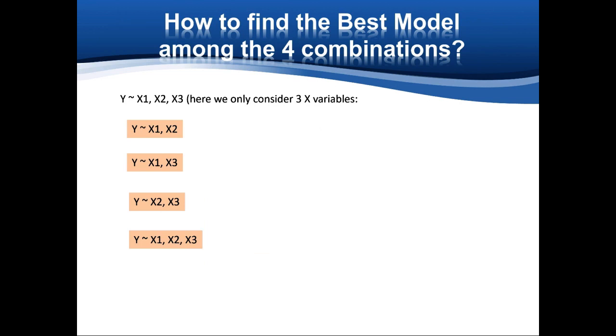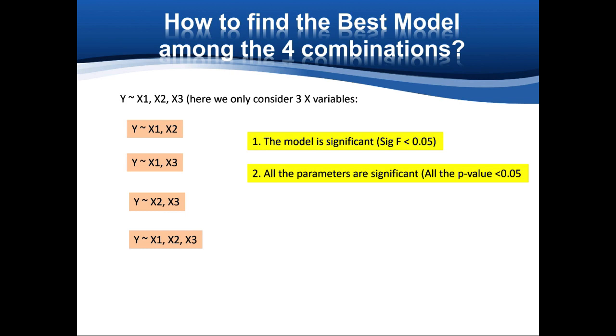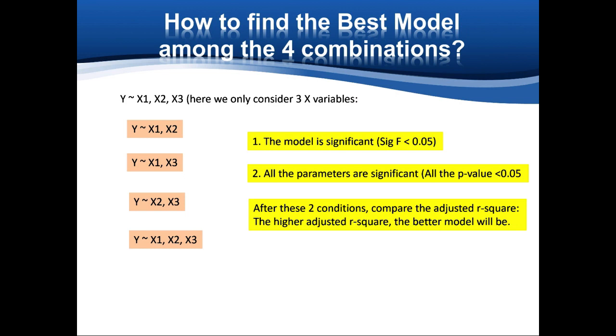How to find the best model among the 4 combinations? First, the model is significant: significant F is smaller than 0.05. Second, all the parameters are significant: all the p-values smaller than 0.05. After these 2 conditions, compare the adjusted R-square. The higher the adjusted R-square, the better the model will be.